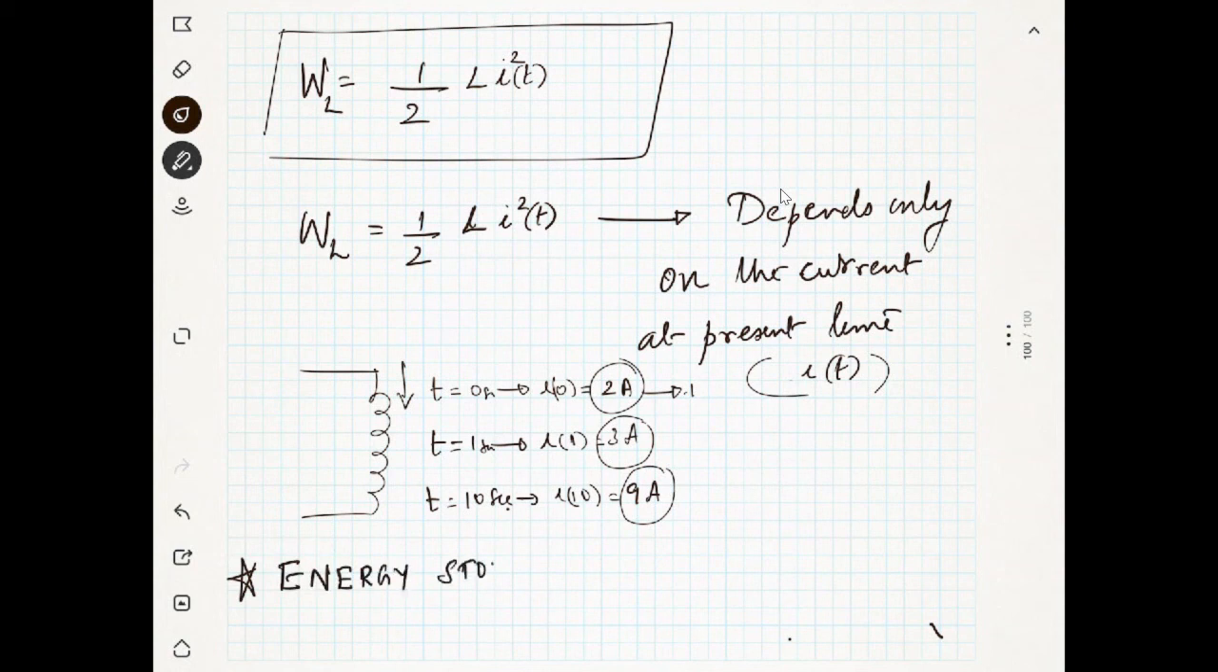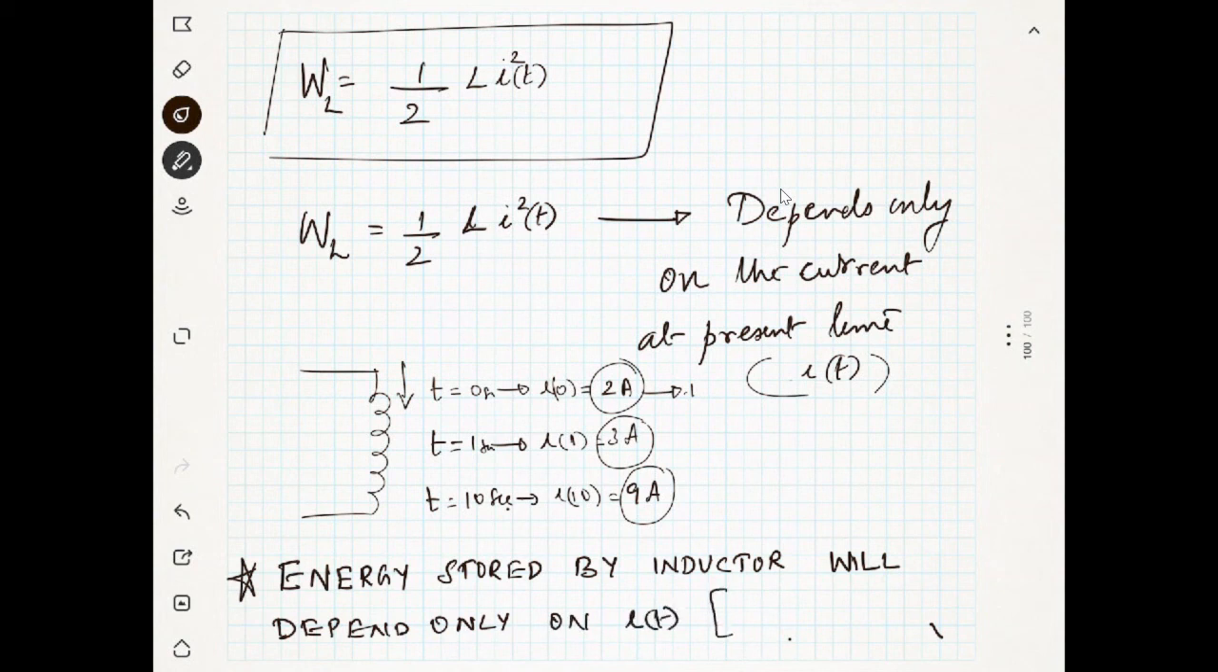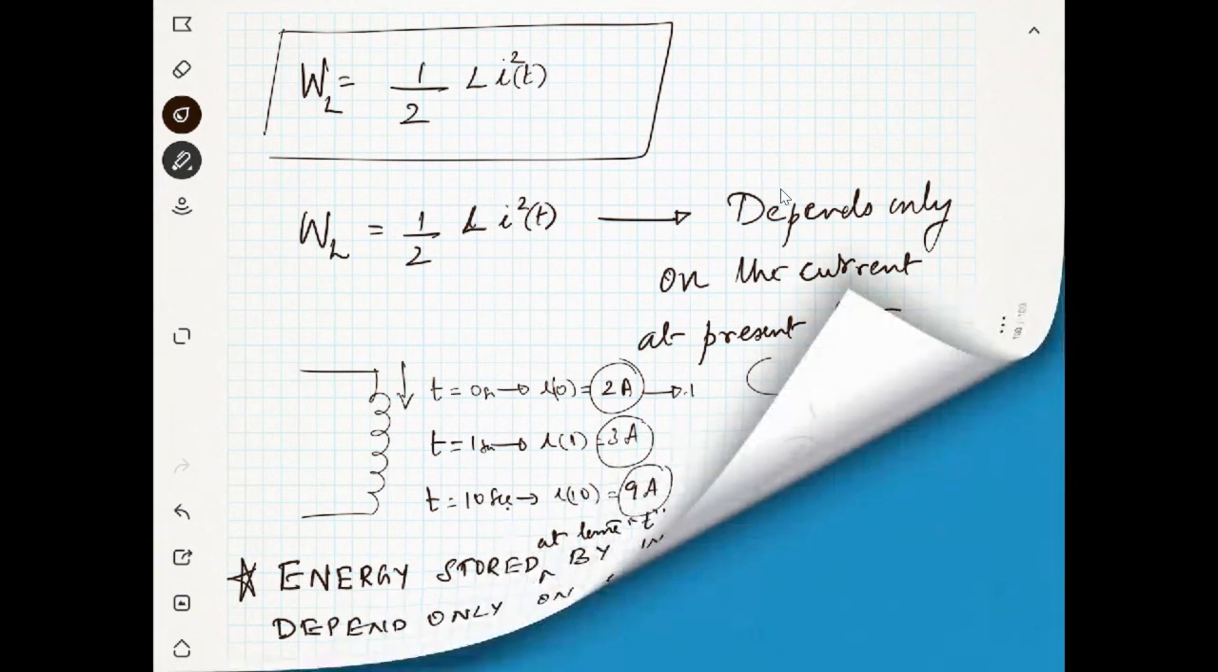Energy stored by the inductor will depend only on i of t. That means the energy stored by the inductor at time t will depend only on i of t, not the previous. So it will not depend upon the previous current. Then you may have a doubt, why?